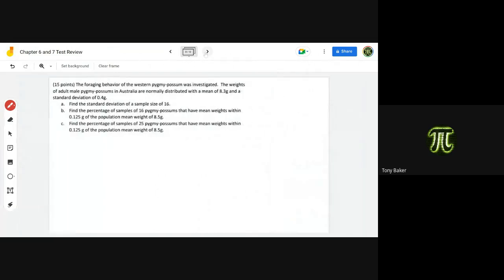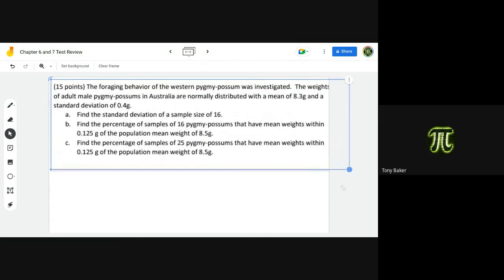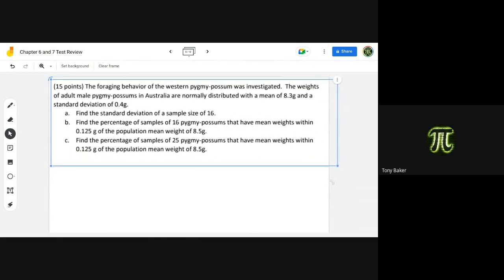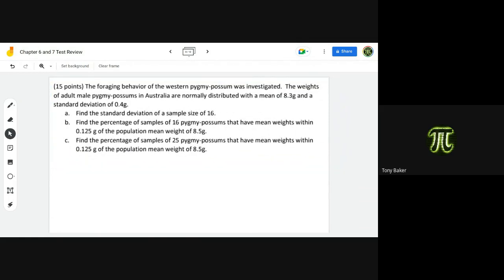All right. Next one. The Western pygmy possum. The weights of an adult pygmy possum in Australia are normally distributed with a mean of 8.3 and a standard deviation of 0.4. We want to find the standard deviation for a sample size of 16. And then we want to find the percentage of samples of 16 that are within 0.125 grams of the mean weight. And then we want to find the percent of samples of 25 that have mean weights between those.